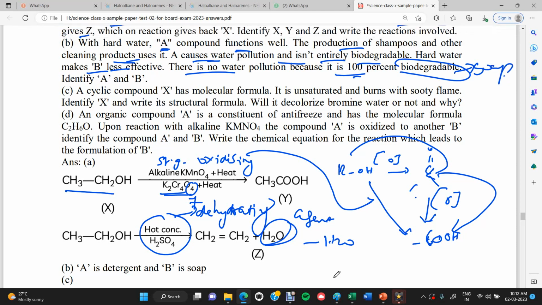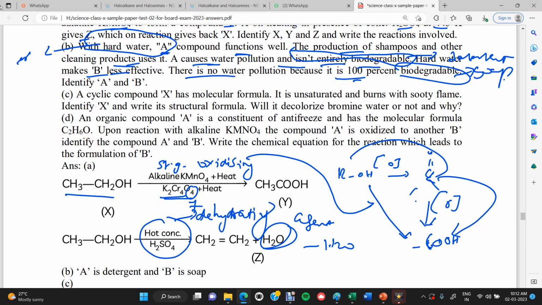Non-biodegradable. Isn't it entirely biodegradable? That is non-biodegradable, so it indicates detergent. First point: the compound A functions with hard water. Which functions with hard water easily? The detergent can only function with hard water. So A is a detergent and B is a soap.